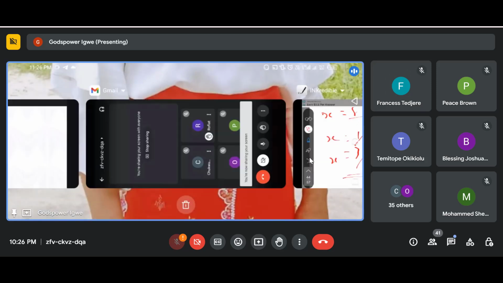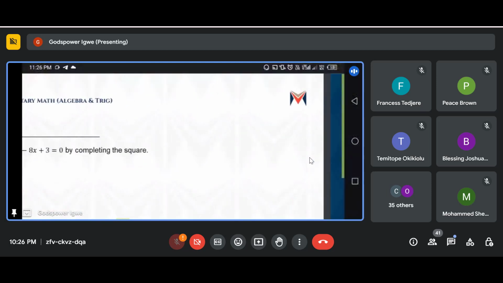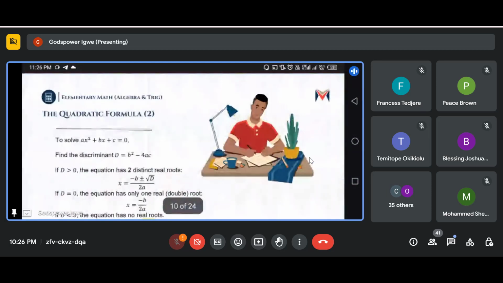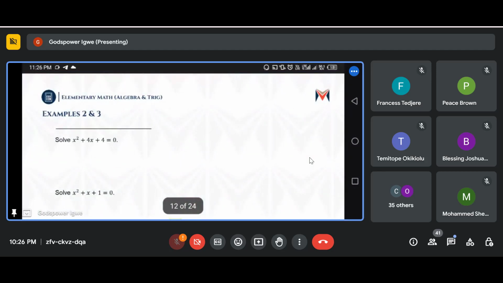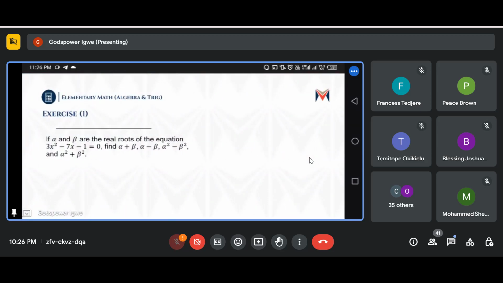So we've seen how to use completing the square and the quadratic formula. Just memorize the quadratic formula. Anything that has to do with all these things, just use the quadratic formula. Simple and sure. You will get it.